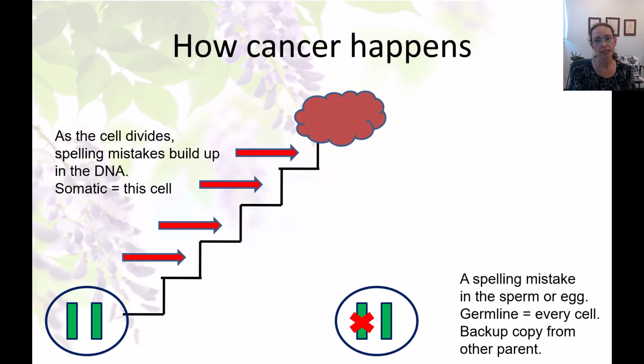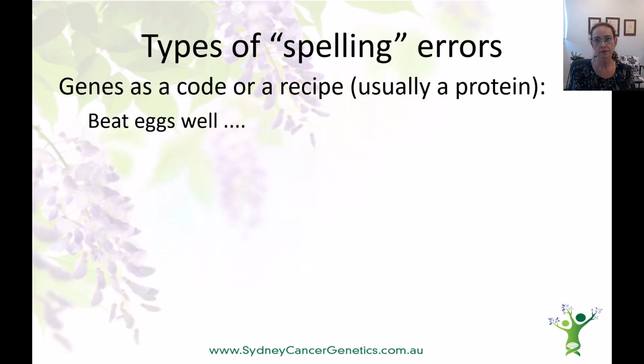But in some families, there are inherited mistakes. What's that about? Well, a gene is a code, a recipe. Most of our genes make a protein, and the protein then does something. So if that code, that recipe isn't working, then either the protein won't be made at all, or it won't be able to do its job.